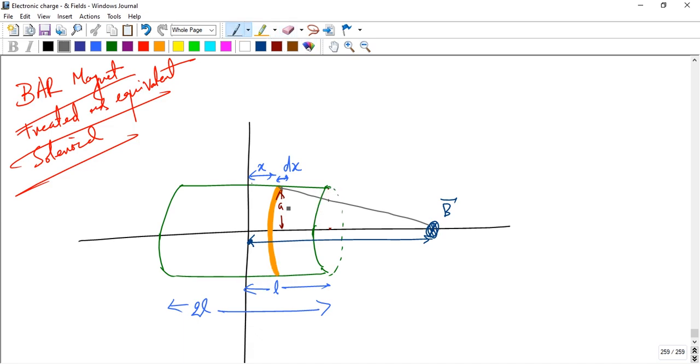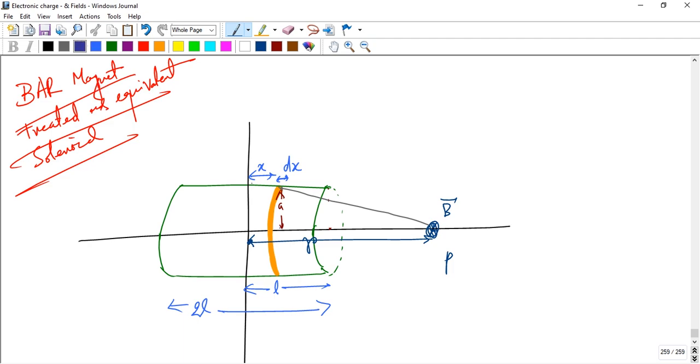Okay, and this line here, say its length is R. Okay, this length is R, and we apply the Biot-Savart law here and calculate the magnetic field at that point P. Before applying the Biot-Savart law, we know the magnetic moment.